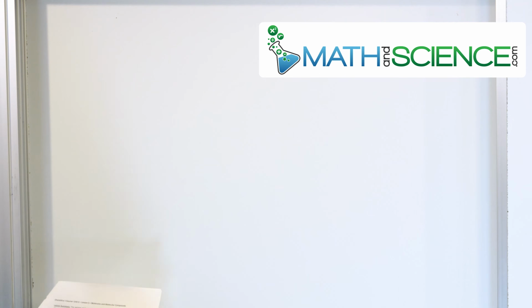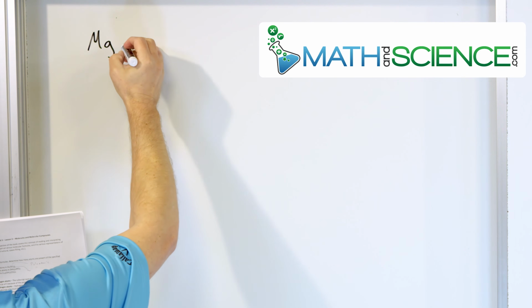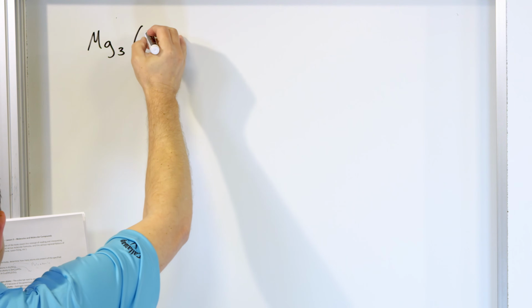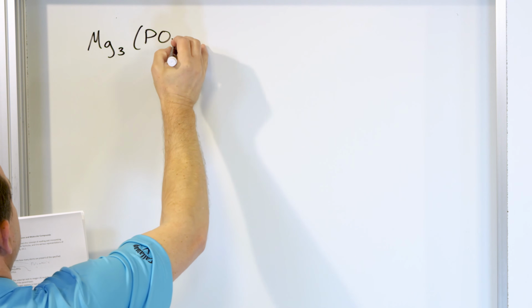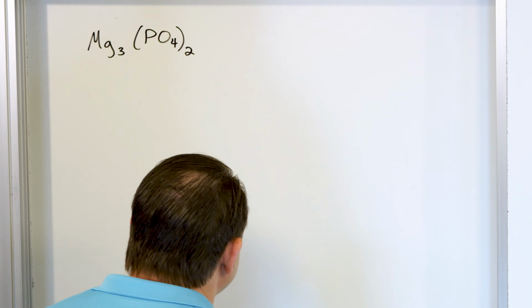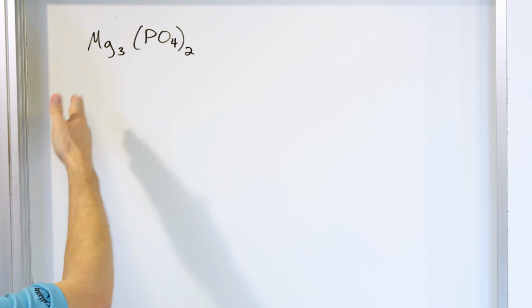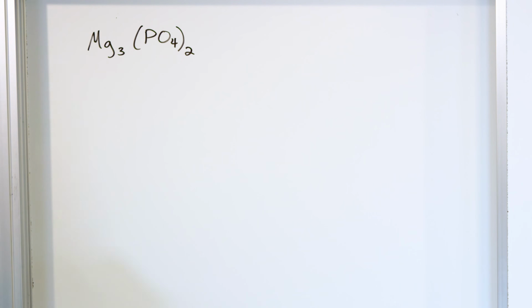But in this lesson, we're mostly focused on writing down the chemical formula and learning about it. So let's take a look at the first one. Let's say that we have Mg3(PO4)2. Now what we want to do in this problem is write down the number of atoms of each of the elements, how many atoms of each element we have here.